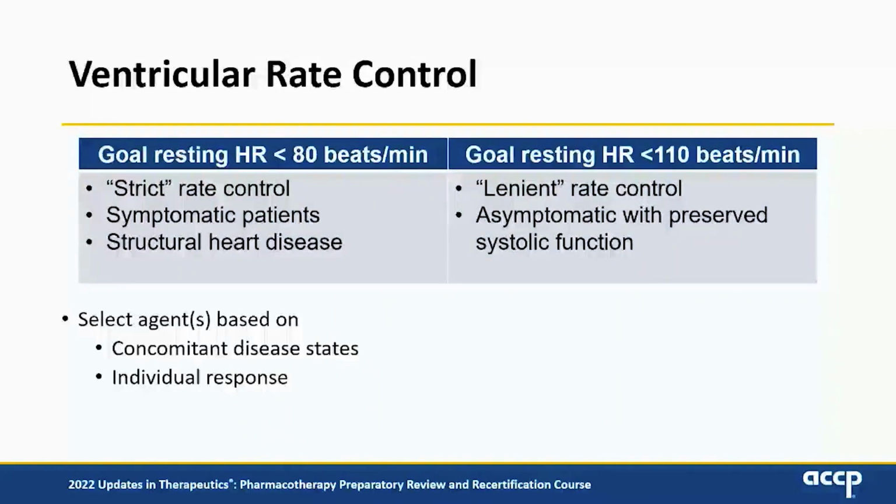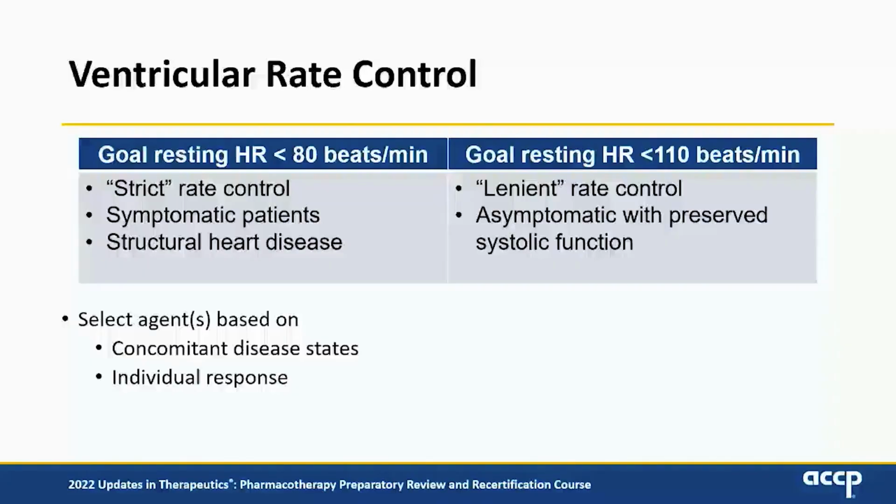Let's talk about rate control first. The first step is to decide what your patient's heart rate goal is going to be. So our goal resting heart rate of less than 80 beats per minute is called strict rate control. And this is a good option in patients who are having symptoms of their AFib, especially at higher heart rates. And then anybody with structural heart disease. So this is our patients with CHD or HFrEF, because we really need to slow that heart down so that it can adequately fill with blood and so that we can pump blood effectively throughout the body.